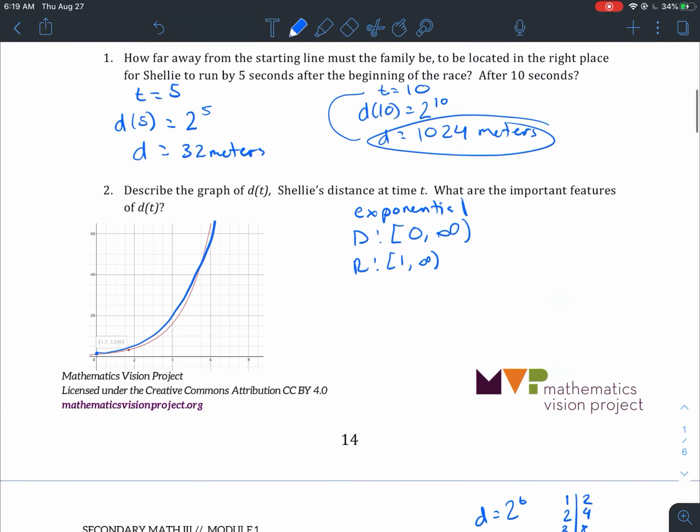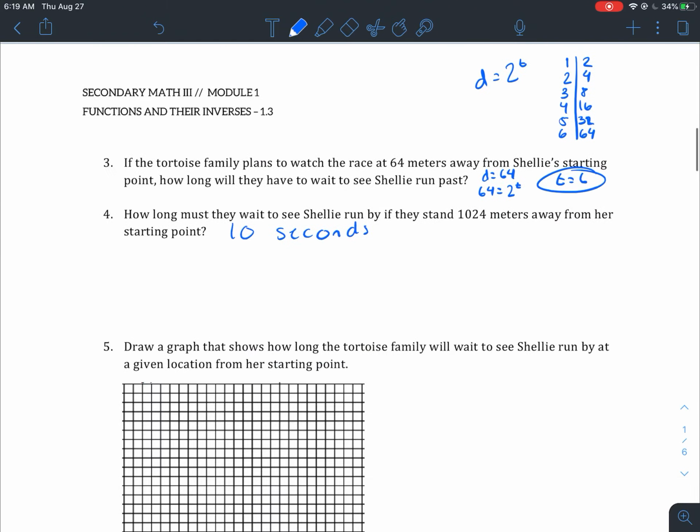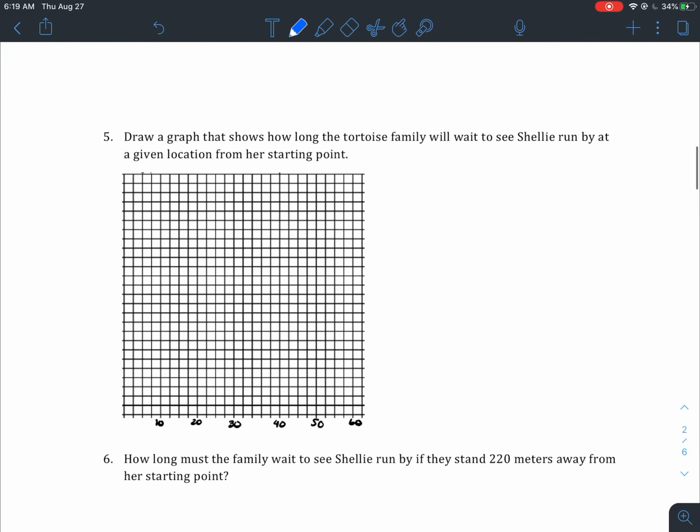All right. And that's just, we already calculated that, right? We found that if they wait 10 seconds, they have to be 1,024 meters away, and vice versa. If they're 1,024 meters away, they're going to have to wait 10 seconds.